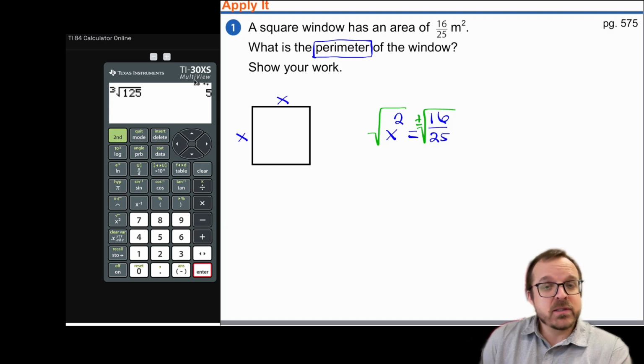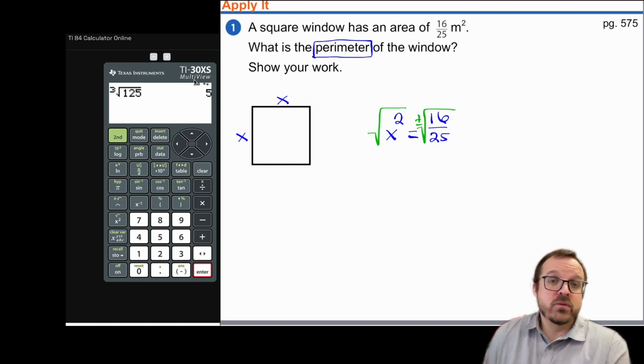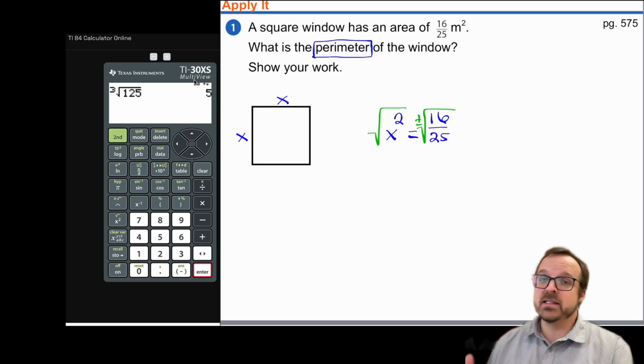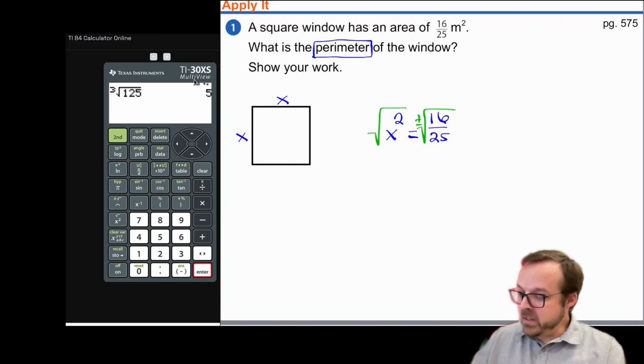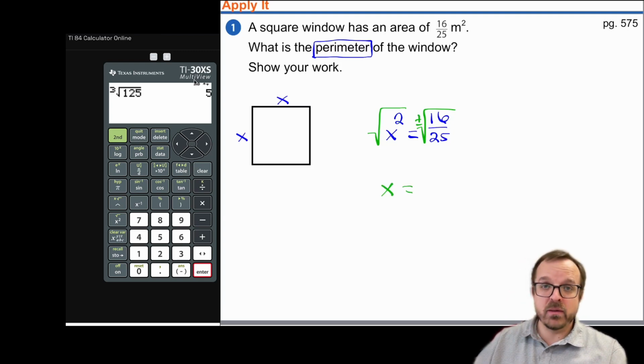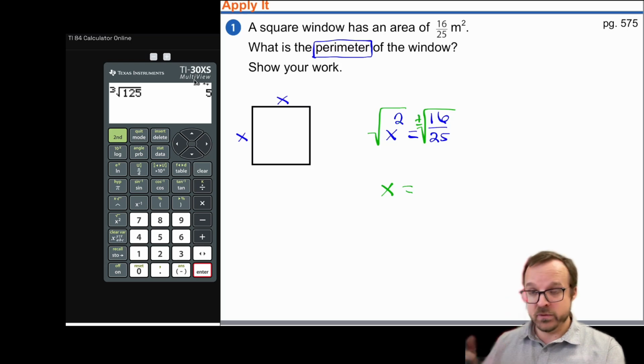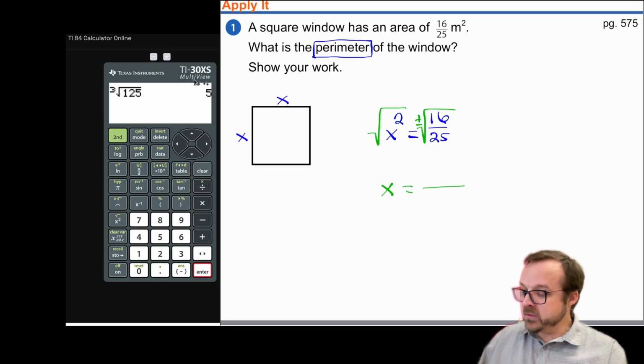Now in this case, because we're dealing with area, the negative answer doesn't make sense because we're looking for the side length, and side lengths cannot be negative. They can be 0 and they can be positive, but they can't be negative. Anyway, this lets me go with x equals, because the square root and the squared will cancel each other out. Those are inverse operations. And you can think of this side as plus or minus the square root of 16 over the square root of 25.